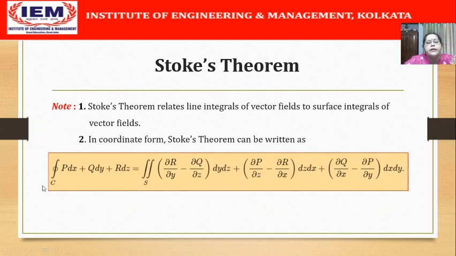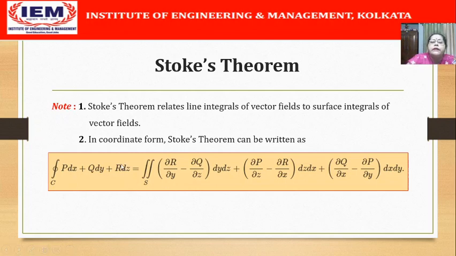The form is like this: the line integral of P dx plus Q dy plus R dz is equal to the surface integral of (∂R/∂y minus ∂Q/∂z) dy dz plus (∂P/∂z minus ∂R/∂x) dz dx plus (∂Q/∂x minus ∂P/∂y) dx dy over the surface S. Now, as we have seen, F has the components P, Q, R and dr of course has components dx, dy, dz. So F dot dr reduces to P dx plus Q dy plus R dz. Similarly, if we look into the components of the vector curl F, we can easily prove that the right hand side in coordinate form will take this form.